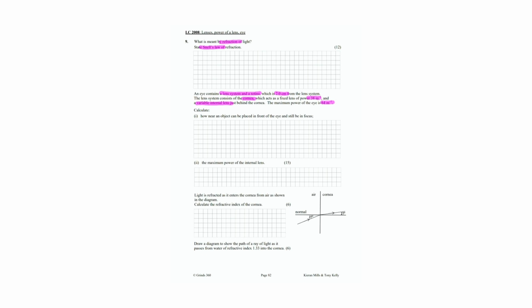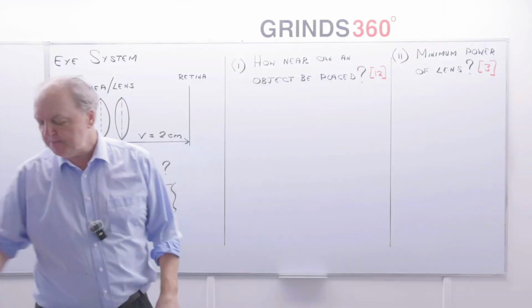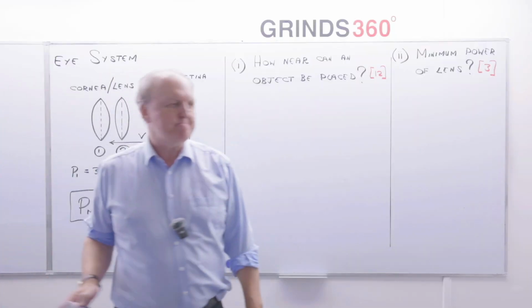They're asking me in part 1 how near an object can be placed so we can still see that object in focus. That's called my near point. And they're asking for the maximum power of the internal lens. So 15 marks for all that. So let me look at that in detail, because that is a little bit tricky, what we're talking about there.